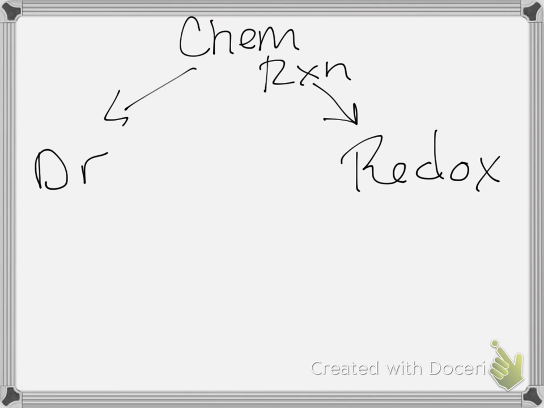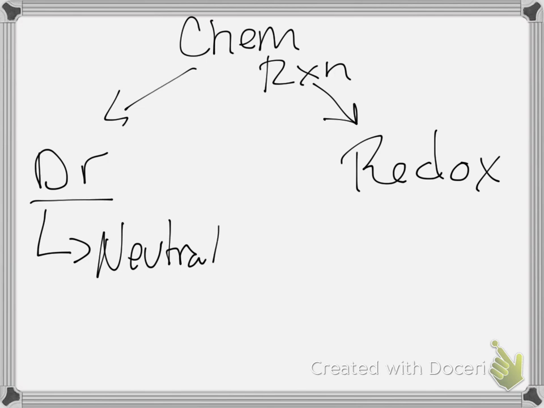Okay, so we have double replacement and redox. Now, we've learned about one type of double replacement. What is it? Neutralization. Yeah, we talked about that. Neutralization, okay?